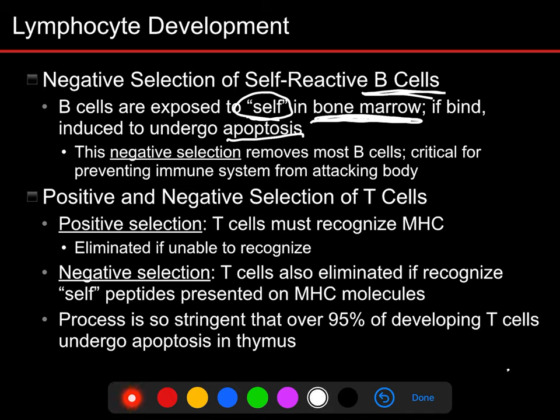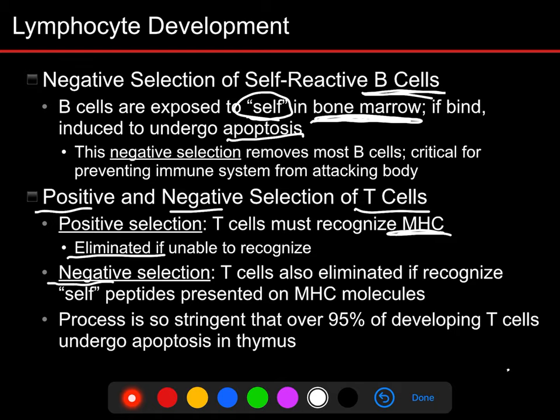T cells undergo both positive and negative selection. Because they have a second requirement. They don't just bind a thing. That thing has to be displayed on an MHC. So they undergo positive selection, which is like the binding event is met with a positive result. And if you don't have a binding event, you die. They have to bind to MHC. If they don't bind to MHC, boom, dead. So that's the first thing. They got to bind to MHC.